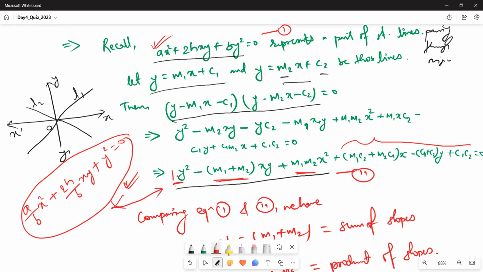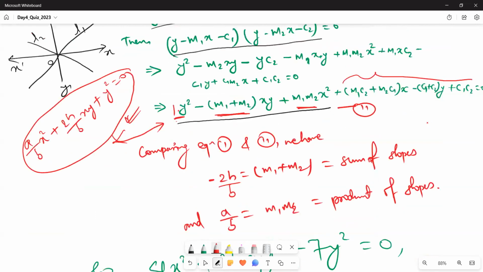When you compare these two, you'll get that the coefficient of xy is 2h by b, and here the coefficient of xy is m1 plus m2. So m1 plus m2 will be minus 2h by b. That is the sum of the slopes of these two straight lines represented by this homogeneous equation of second degree. And this coefficient of x square, that is m1 times m2, and from here you can see the coefficient of x square is a by b. So m1 times m2 is equal to a by b. So this is the product of slopes.